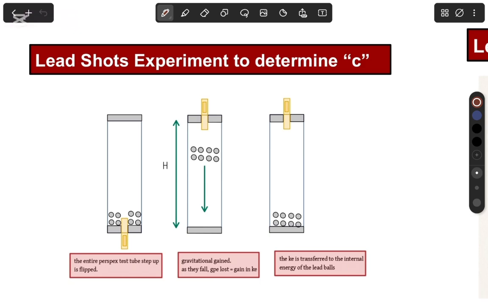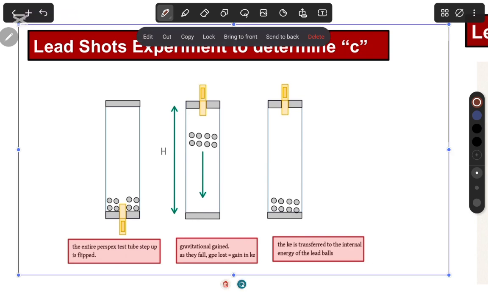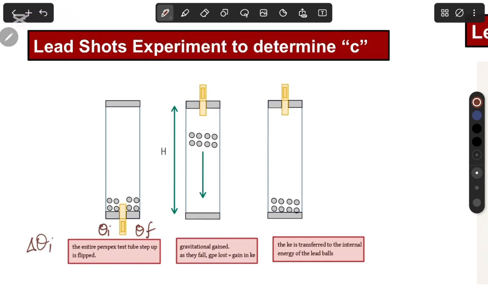So you're going to have the lead shots in here, and the lead shots are right over here. And when you flip this tube, the lead shots will fall down and they will gain energy. And then once they're here, you'll flip it again, and then you'll keep flipping and doing this, and you will note down the temperature. So initially your temperature will be theta i, and then after flipping it a number of times, let's say at least 50 times, you note down the final temperature, and then you find the change in temperature.